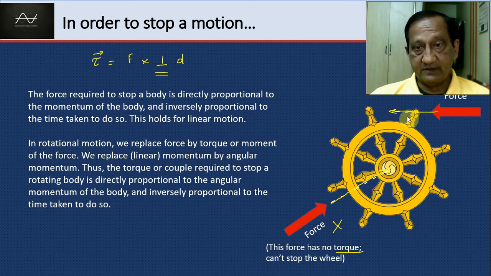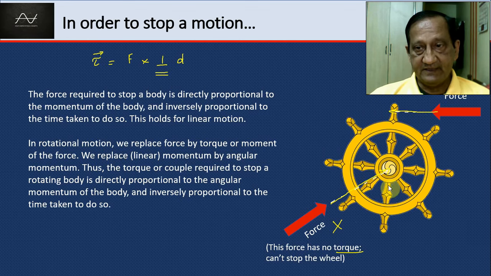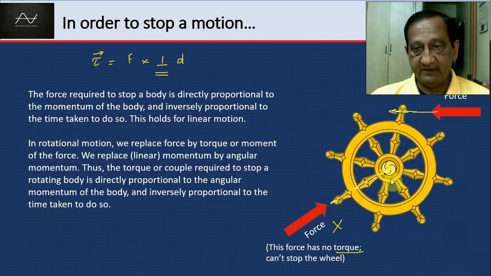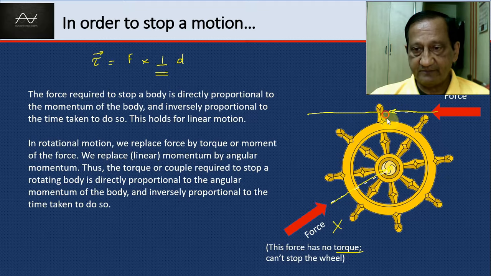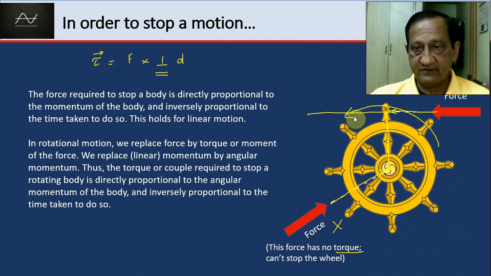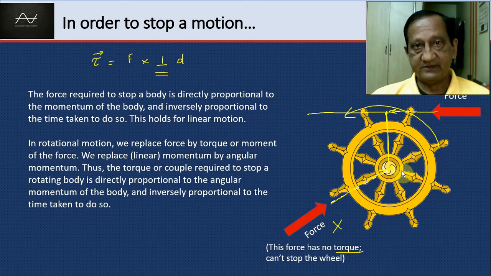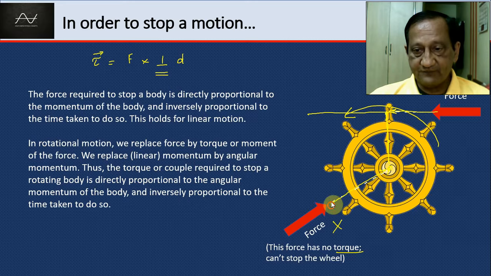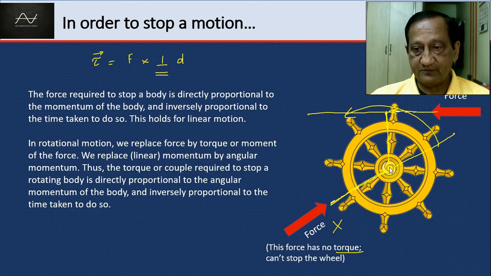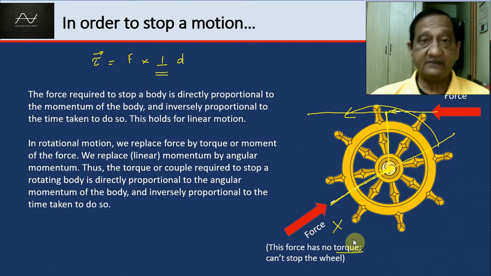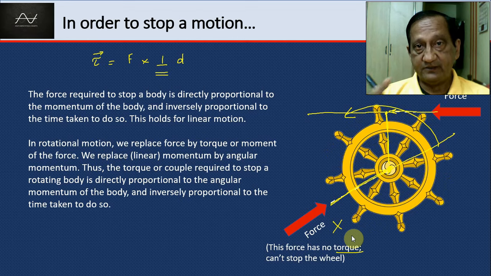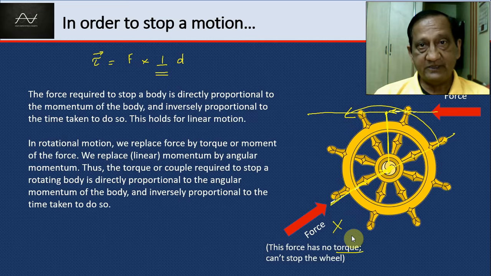Now, the torque is always about a point, and we have to calculate the torque about the point about which it is rotating. This is the line of action of the force. Perpendicular distance is this. So there is a torque which will be like this, which will cause a negative acceleration and then stop it. But this force is passing through it. The distance of the line of action of the force from this point is zero. This one doesn't exert any torque. So to stop a rotating motion, we need a torque. Also to start a rotating motion, we need a torque.